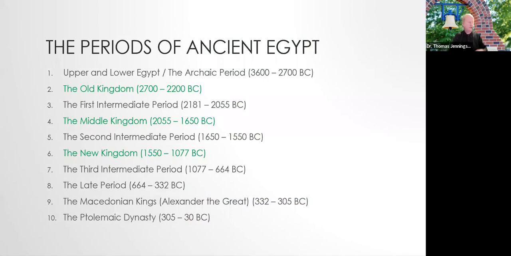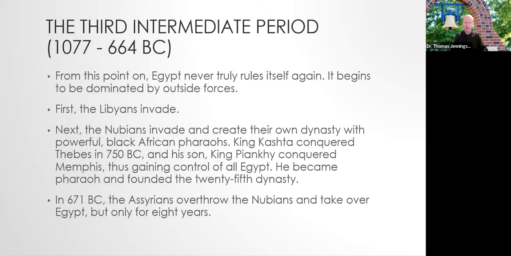So, showing you where we're at. We're about to get into this last period and we're going to fly through it really quick. We now end up in the third intermediate period. Lasts for about 400 years. From this point on, Egypt never truly ruled itself again. It began to be dominated by outside powers. First, the Libyans invaded and took over as pharaohs for a brief time period. And then the Nubians invaded. For the first time in history, they had generally had a positive alliance for most of their existence, but Nubia invaded.